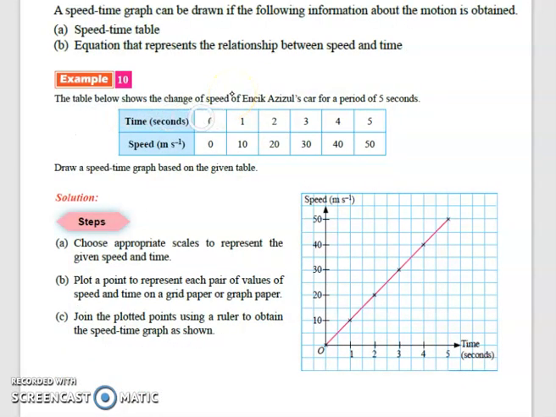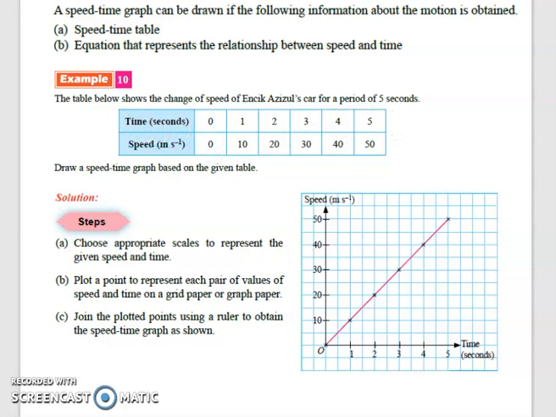The table below shows the change of speed of Encik Azizul's car for a period of 5 seconds. You have the time taken here, from 0 to 5 seconds, and then the speed of Encik Azizul's car. We need to draw a speed time graph based on the given table. The steps here: first, we need to choose appropriate scales to represent the given speed and time. So choose your scales based on the information given.